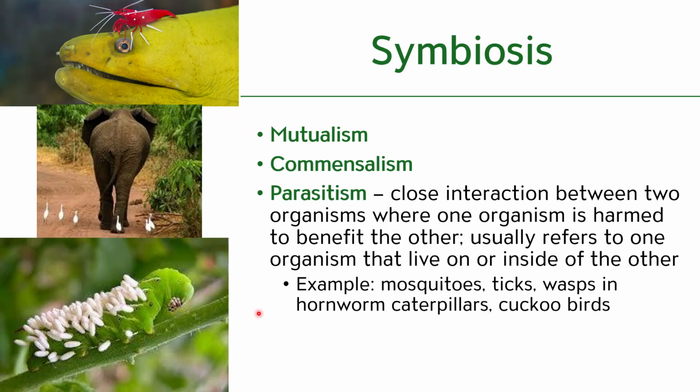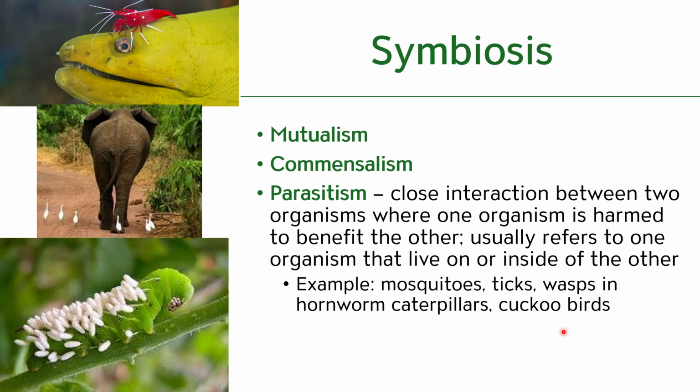And then you have parasitism. We're probably pretty familiar with this one. It's where one organism is harmed to benefit the other. So the one is getting benefited by harming the other. We know mosquitoes, ticks, we know tapeworms, all that kind of stuff. The cuckoo bird is an interesting one. This is a bird species that lays its eggs in the nest of another species of bird.